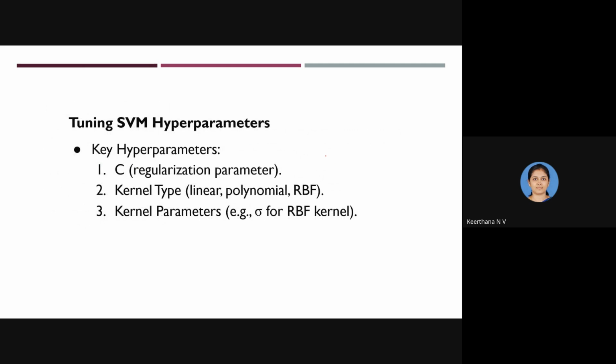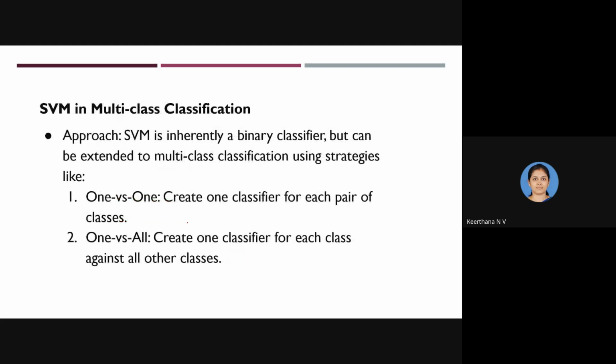And how to tune your hyperparameters? First, the usage of the regularization parameter, then choosing the appropriate kernel type and going for kernel parameters, that is RBF or other parameters in the kernel trick, and regularization parameters. By using these kinds of parameters, you can tune your SVM based on your datasets.